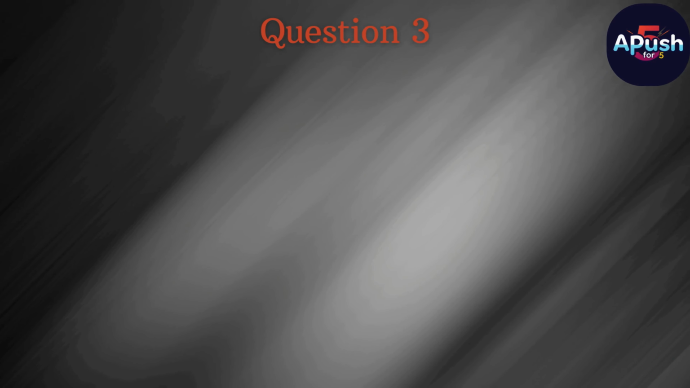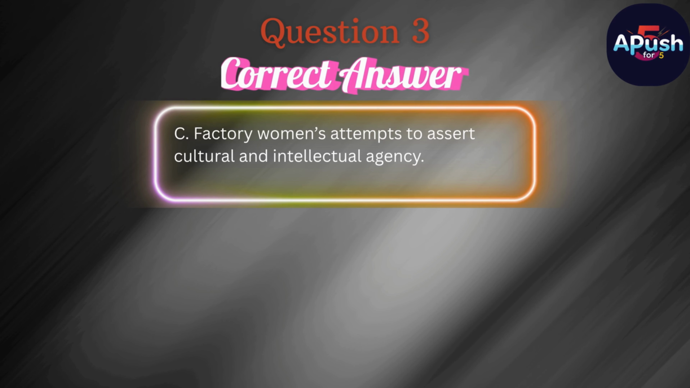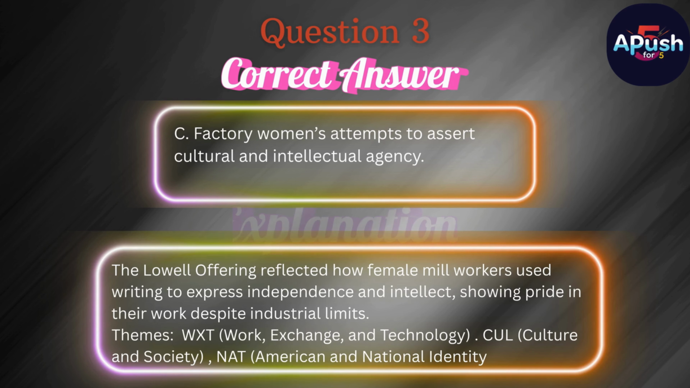The correct answer is C. Factory women's attempts to assert cultural and intellectual agency. The Lowell Offering reflected how female mill workers used writing to express independence and intellect, showing pride in their work despite industrial limits.